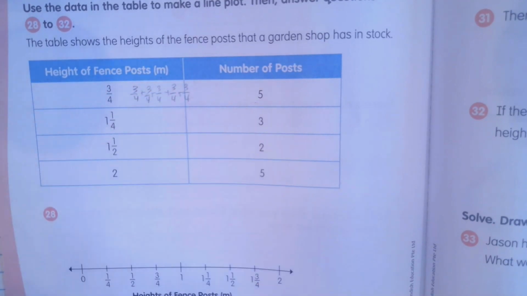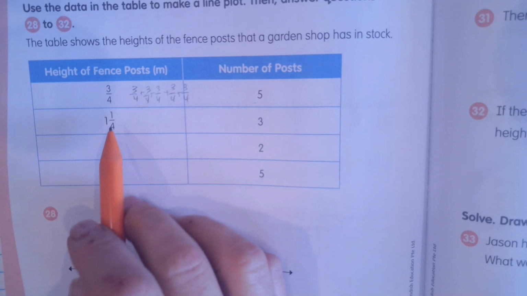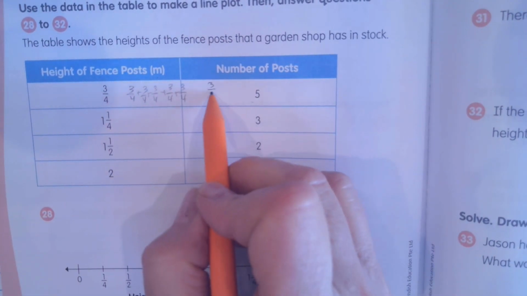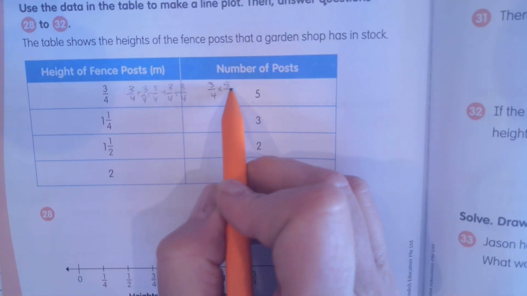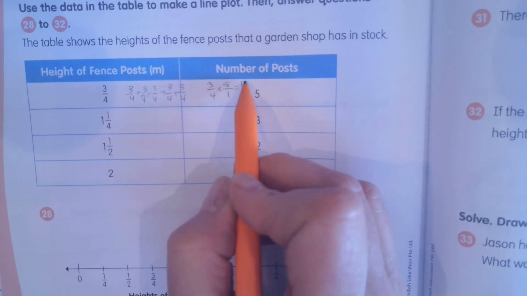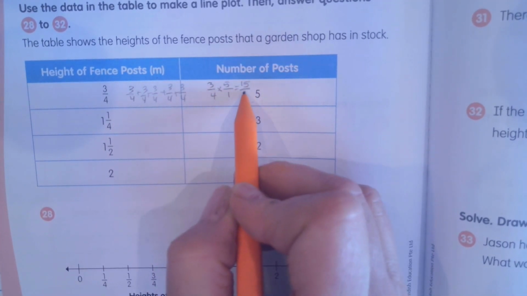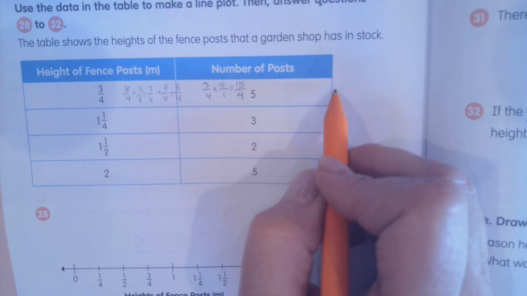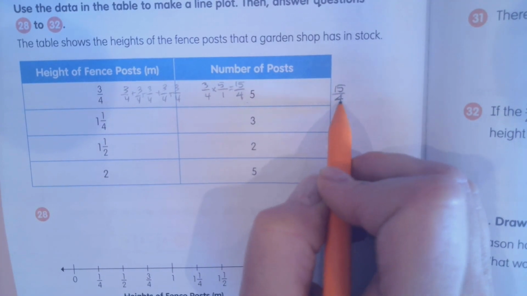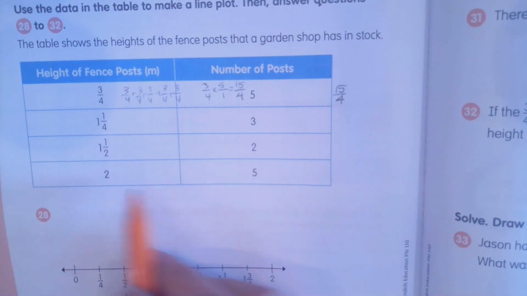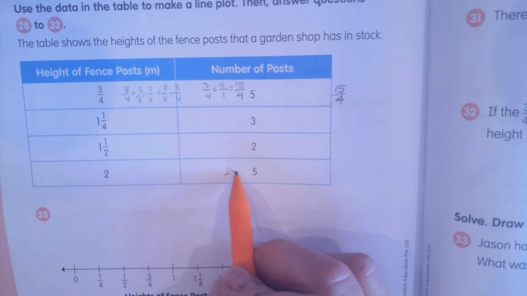But that is a lot of work. So since I have 3/4, I can just multiply it by 5 over 1 and that will do the same thing. 3 times 5 is 15 over 4. So this is 15/4. This one is 2 times 5 is 10.